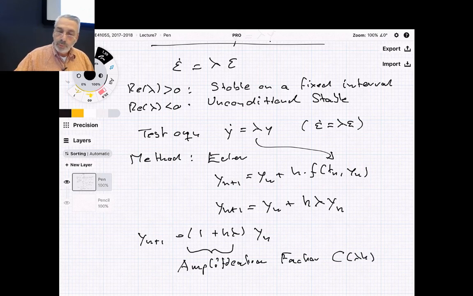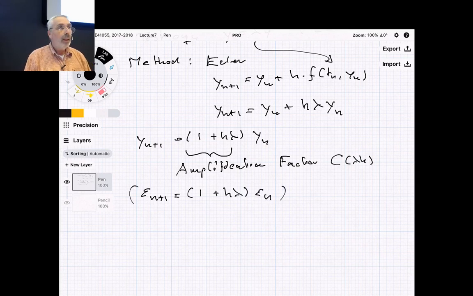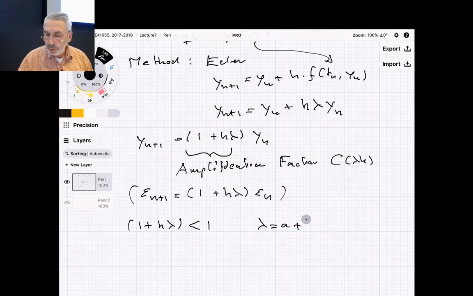If we want errors not to grow, remember epsilon_{n+1} goes exactly the same as this one. If we do not want an error to grow, then this 1 plus h lambda should be less than 1. But remember, lambda was a complex number, so we should say that the absolute value of this should be less than 1, because complex is two-dimensional and you have to take the norm.